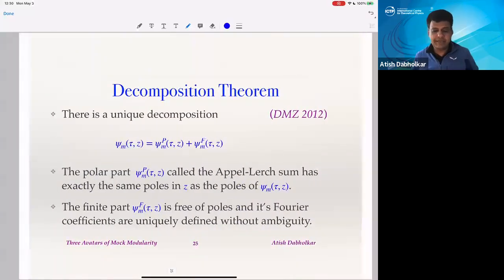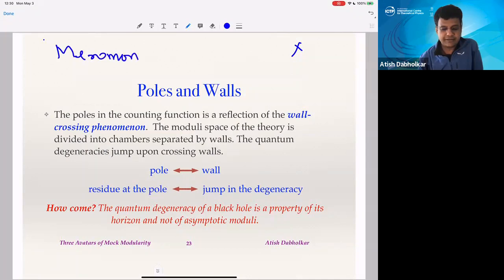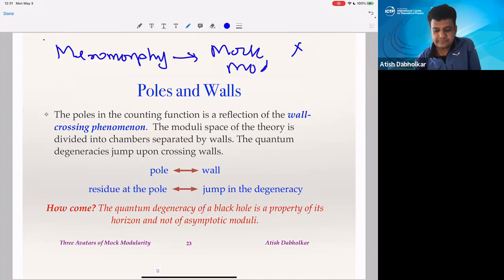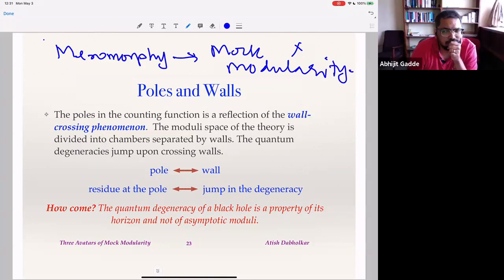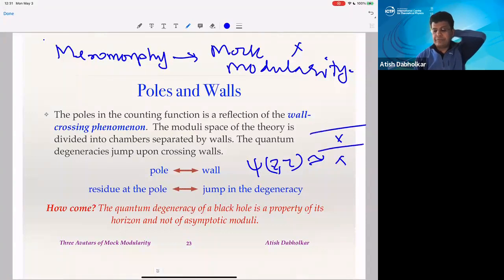But okay, let me just tell you a little bit and then I will stop. Okay. So the way the meromorphy gets related to mock modularity, right? So first of all, what is the meromorphy to mock modularity? And the meromorphy actually has a very interesting physical interpretation. So what we found was that the counting function, which was some function of z and tau, had poles in the z plane, which meant that if I took different contours, I would get different Fourier coefficients.